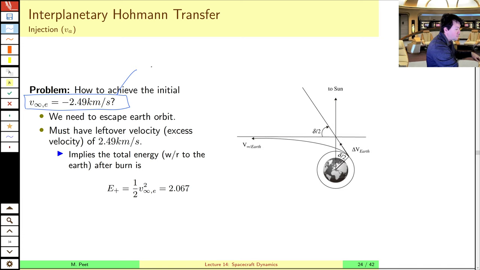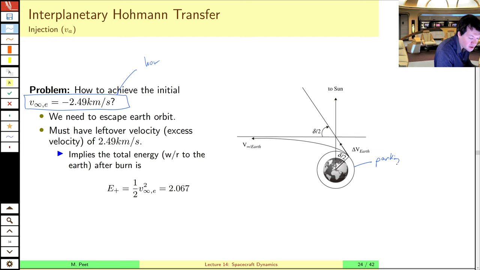So how to get here, how to make that patch point, right? How to get from the sphere of influence of the Earth? So this is the parking orbit. I really need to work on my Wacom writing skills.